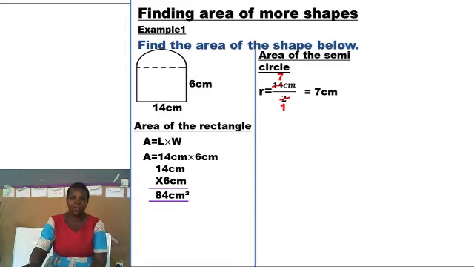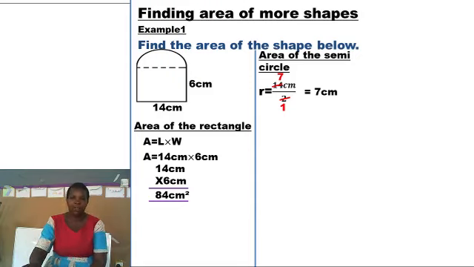If you can remember from the previous lessons, area of a semicircle is given as a half pi r squared. You know the reason as to why we use a half pi r squared, because we taught that in the previous lessons. Now our next step, after writing the formula, we shall now substitute. We shall carry out our substitution, whereby we shall have a half times 22 out of 7. Remember, we are using 22 out of 7 as our pi.